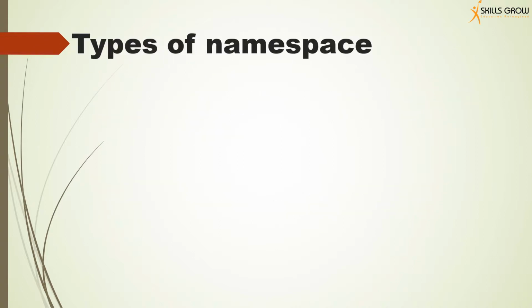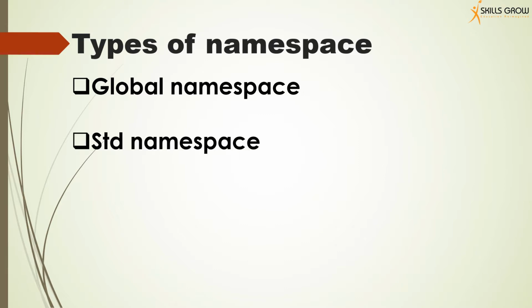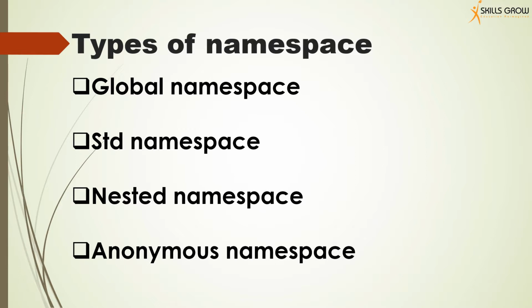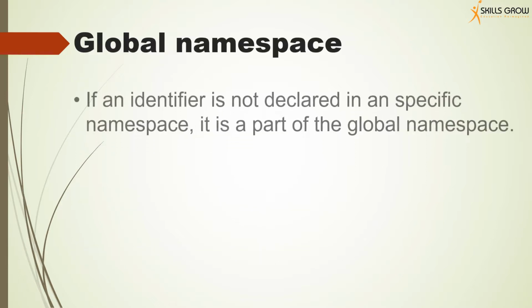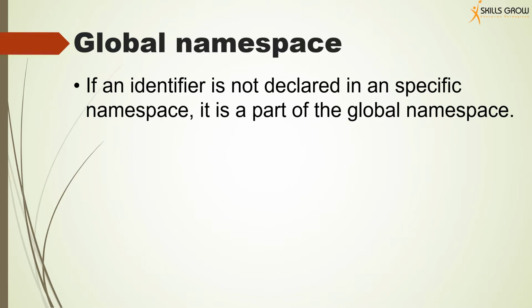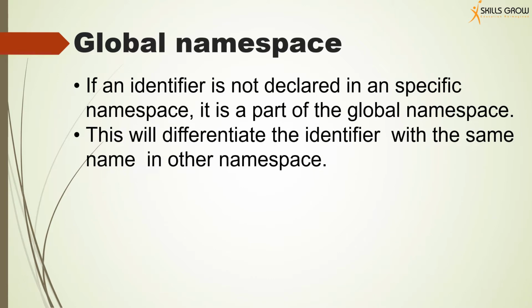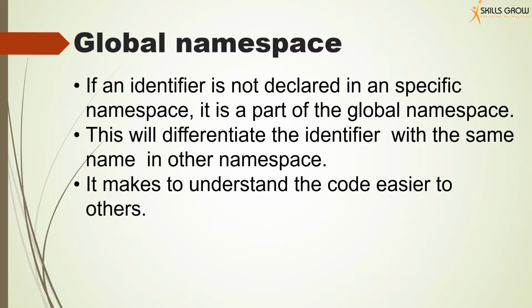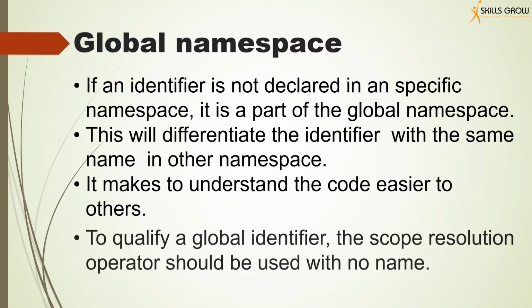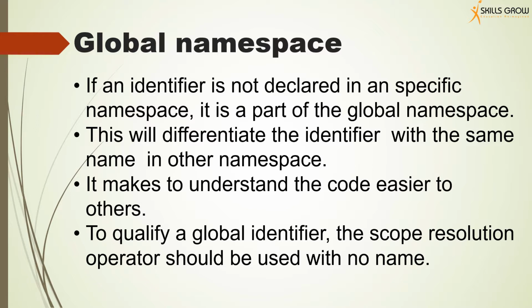Types of namespace. Global namespace, standard namespace, nested namespace, anonymous namespace. A global namespace. If an identifier is not declared in a specific namespace, it is a part of the global namespace. This will differentiate the identifier with the same name in other namespace. It makes to understand the code easier to others. To qualify a global identifier, the scope resolution operator should be used with no name.